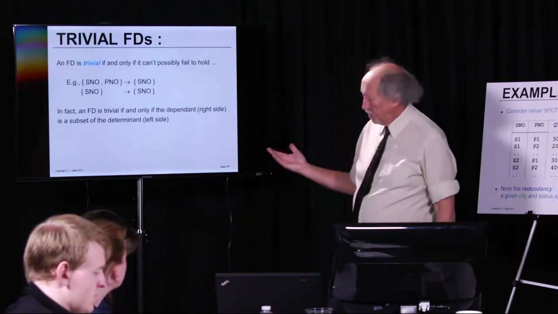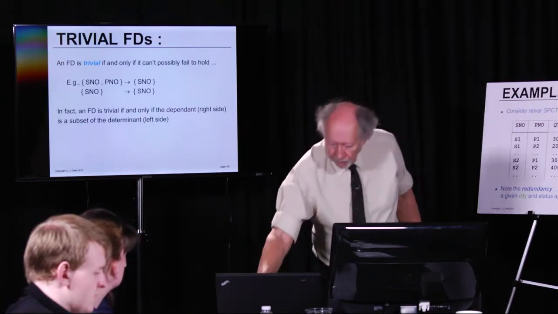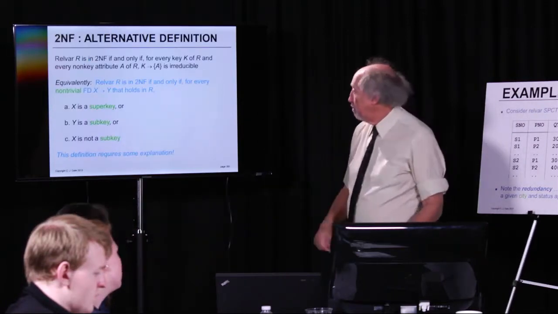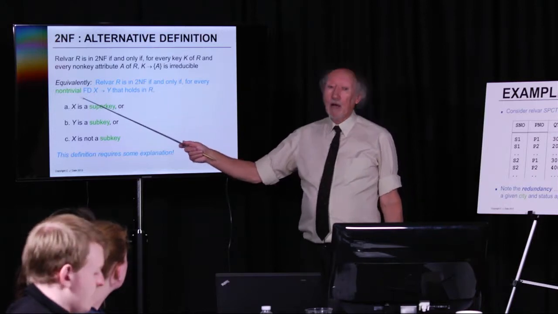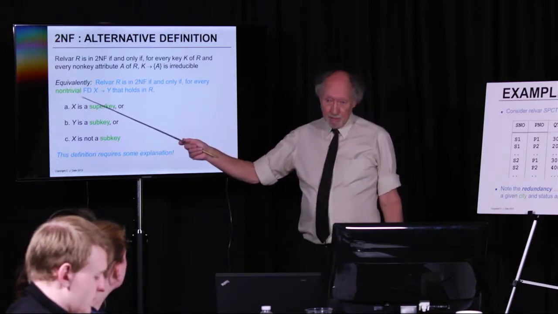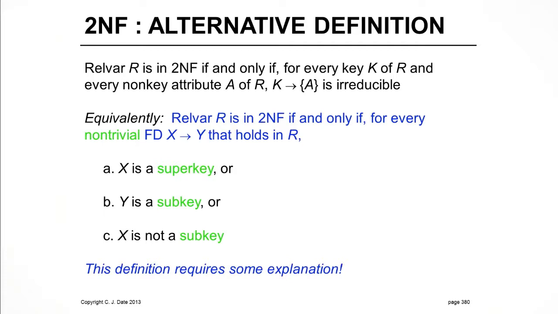So I mentioned this just to get it out of the way. Backing up for a second, my alternative definition of second normal form talks only about non-trivial functional dependencies. So there are trivial dependencies as well. You can never get rid of those. They're always there. There's nothing you can do about them. And what's more, they don't hurt. So that's what trivial is about.